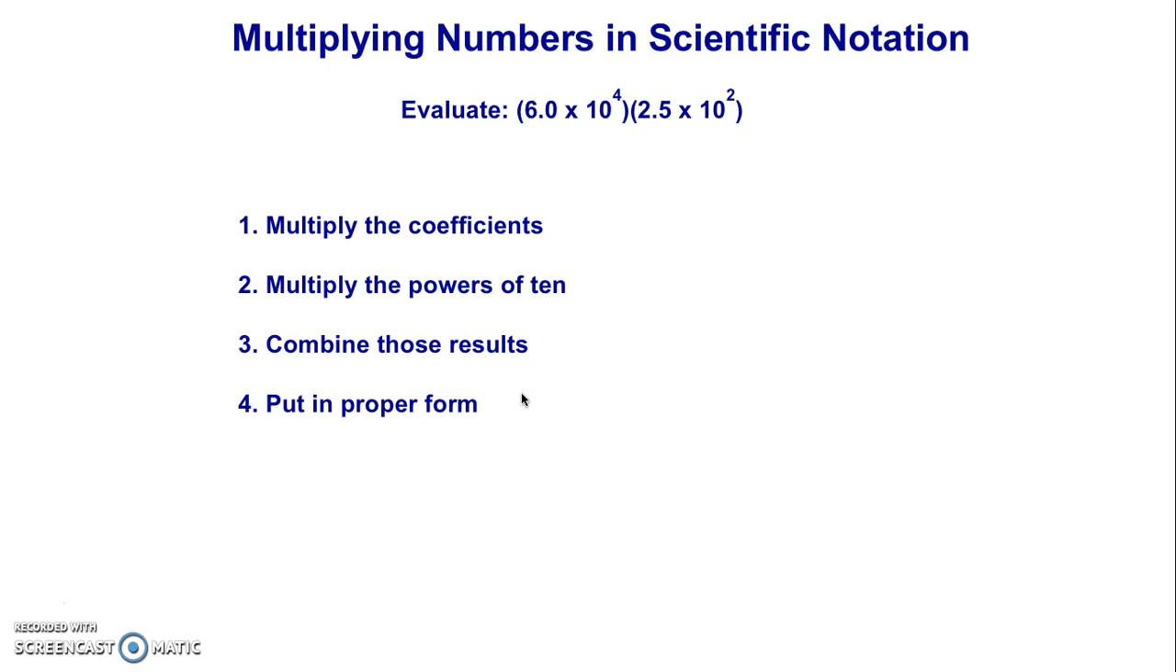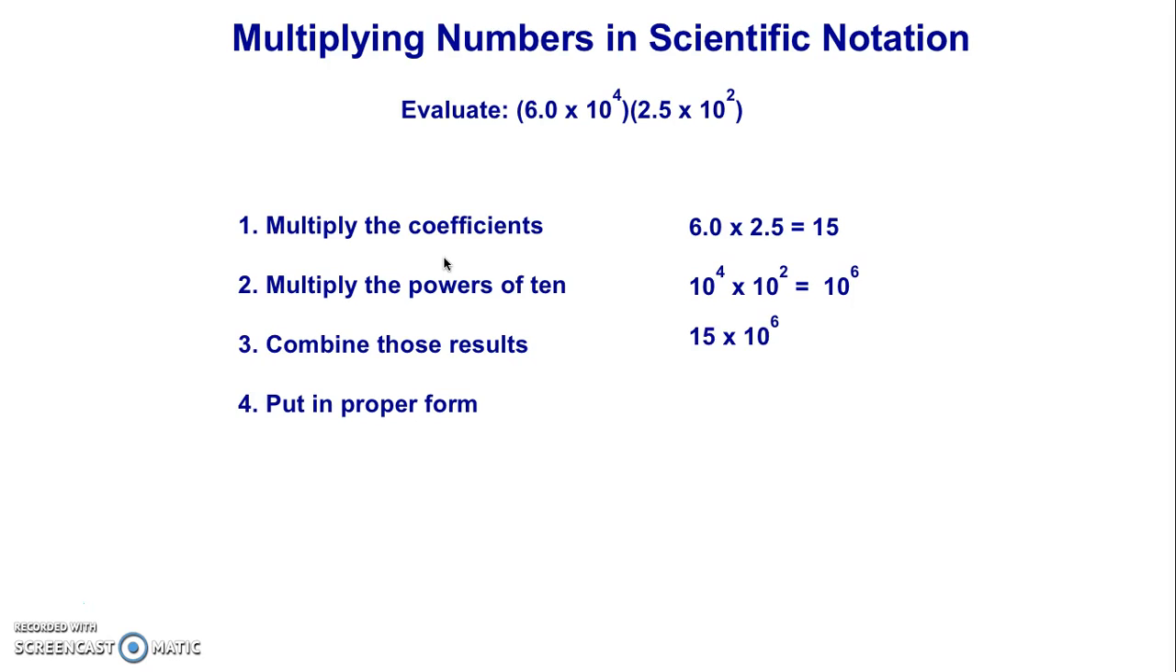Evaluate 6 times 10 to the 4th power times 2.5 times 10 to the 2nd power. Step 1 is multiply the coefficients. So 6 times 2.5 is 15. The next step is to multiply the powers of 10. So 10 to the 4th power times 10 to the 2nd power. We know with our exponent laws that that's 10 to the 4 plus 2 power, which is 10 to the 6th power. Then you need to combine those results.